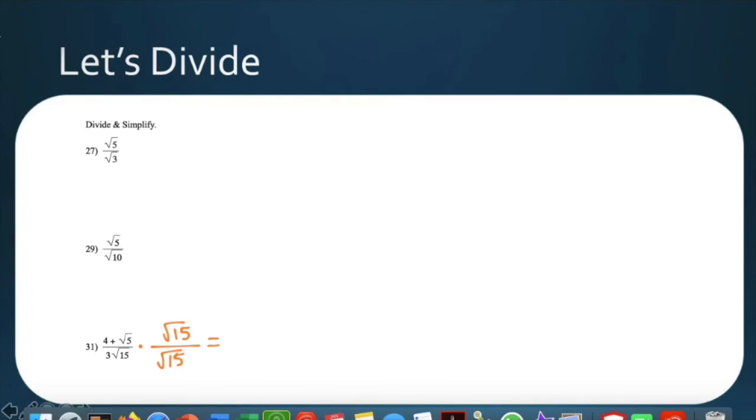This is why we practiced the distributive property a moment ago. What is square root 15 times square root 15? 15. 15 times the 3 is 45. Now we have to do the distributive property on the numerator. We take that square root 15 times the 4, which is 4 square root 15.